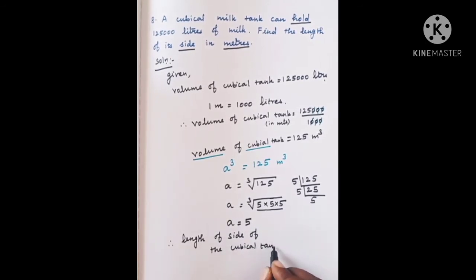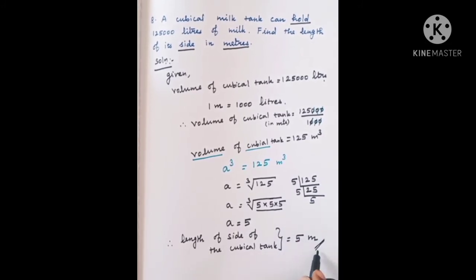Length of the side of the cubical tank is equal to 5 meter. This is the answer for the 8th problem.